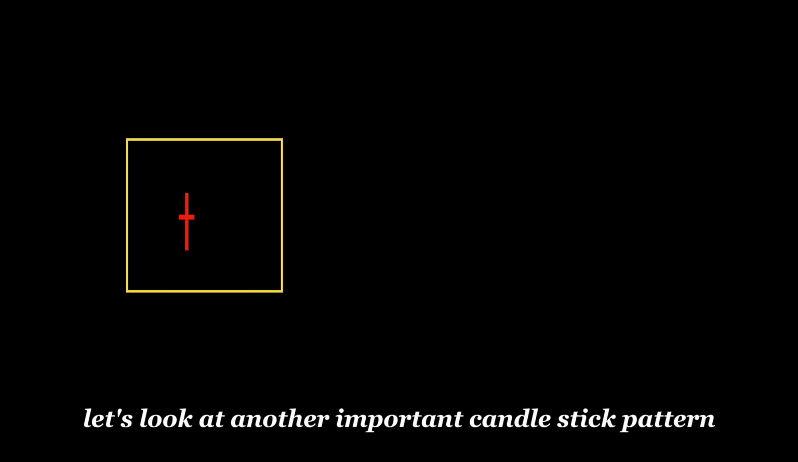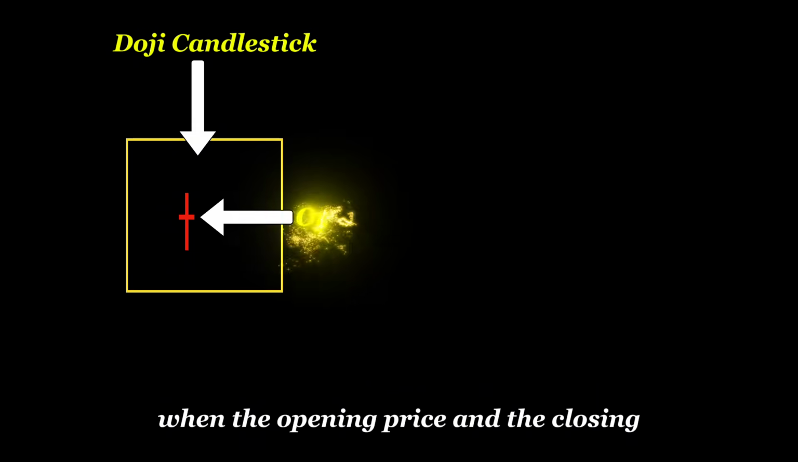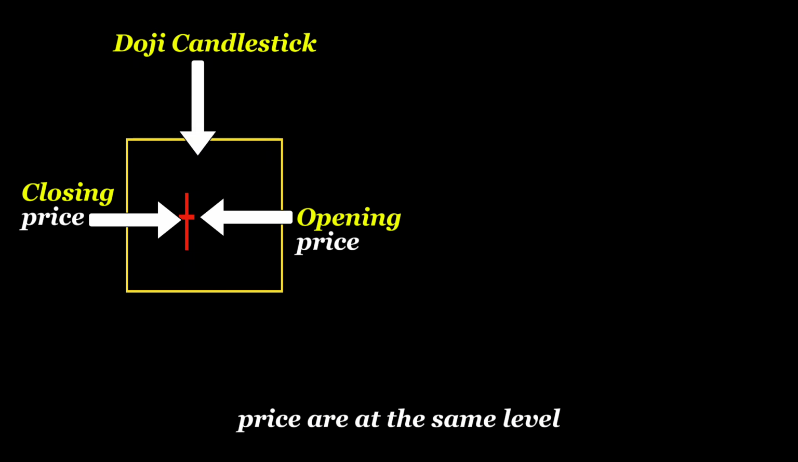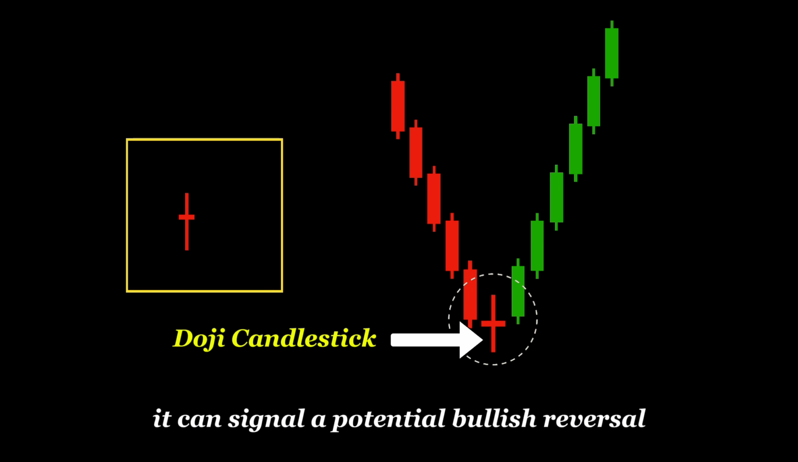Now let's look at another important candlestick pattern, the doji. A doji forms when the opening price and the closing price are at the same level or very close to each other. When a doji forms at the end of a downtrend, it can signal a potential bullish reversal.